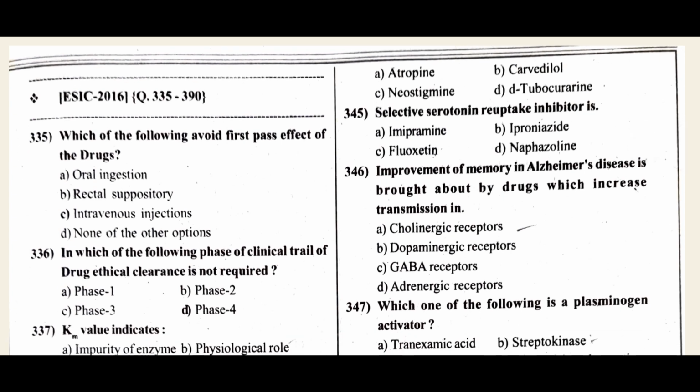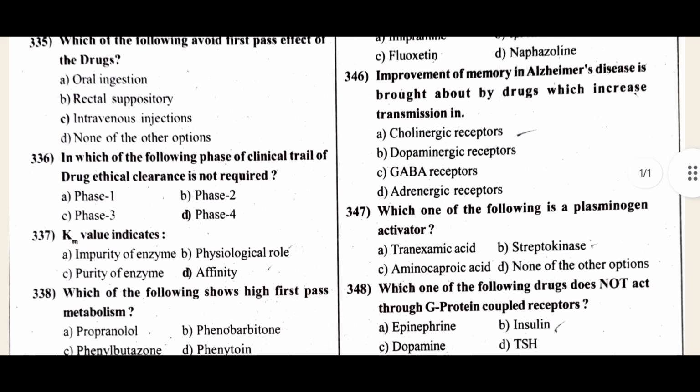Improvement of memory in Alzheimer's disease is brought about by drugs which increase transmission in option A cholinergic receptor, option B dopaminergic receptor, option C GABA receptor, option D adrenergic receptor. The correct answer is option A, cholinergic receptor.